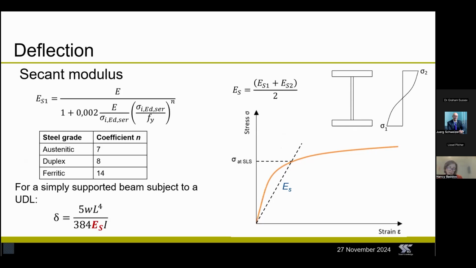The worst case is that for austenitics, you could possibly get up to, I think it's between 12 and 15% greater deflections. And for duplexes, it's maybe 5% greater deflections.